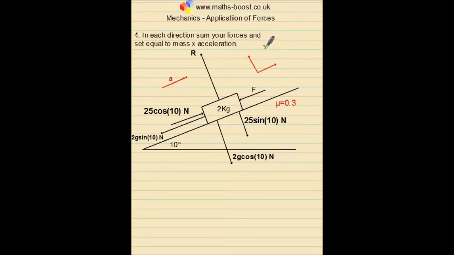Step 4. In each direction, sum your forces and set equal to mass times acceleration. Start with either of your directions and write down the direction you're dealing with. The arrowhead is significant. Forces going in the same direction are positive, those going against are negative. And so we simply collect all the forces acting in our chosen direction, taking into account their direction compared with our arrow. And finally, setting equal to mass times acceleration.